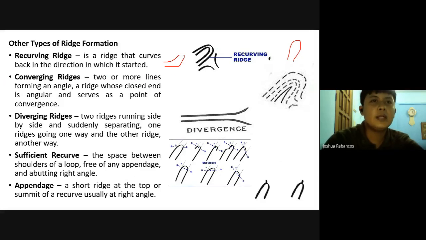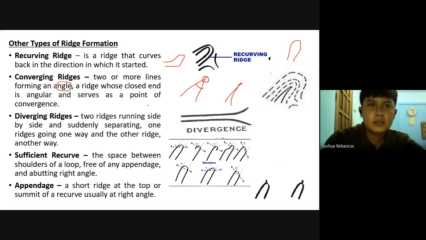Guys, two or more lines forming an angle, a ridge whose closed end is angular and serves as a point of convergence. So, ito siya. Was another ridge. Then, nag-meet sila, creating an angle. Okay? This is the convergence, point of convergence.